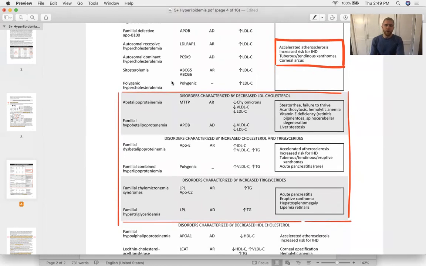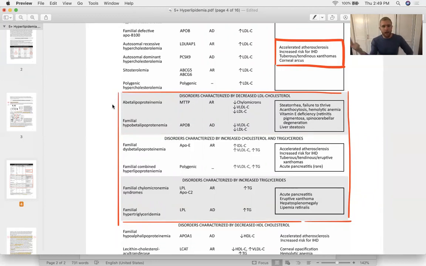Then finally, know that a xanthoma is going to be a cholesterol crystal that just gets bigger and bigger and bigger and eventually gets walled off, kind of like a granuloma. Know that a corneal arcus is the deposition of cholesterol into the stroma of the cornea.